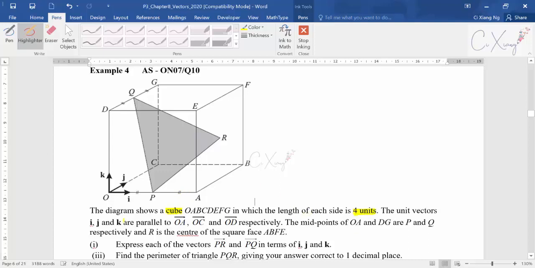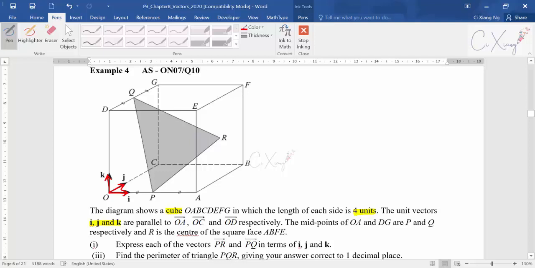The unit vectors i, j, k are parallel to OA, OC, and OD. So you can see again they give you very clearly the directions of i, j, and also k. The midpoints of OA and DG are P and Q respectively, and R is the center of the square face ABFE. The diagram they give you here, you also have to roughly know how to imagine, because it is 3D.